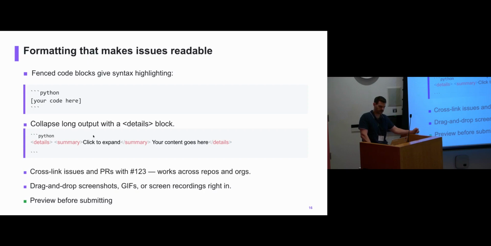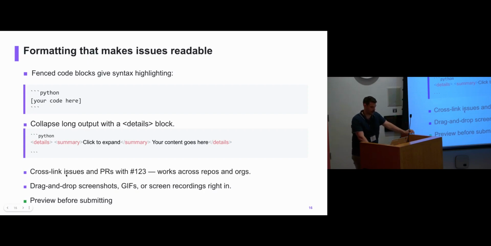Another tip is to collapse long output into a details block. Inside of code, you can do details, and then if you do a summary, that's going to show up as an accordion with a little toggle that you can click to view all of the contents. If you have a traceback that's way long and it's just a wall of text, you can put it inside this details and then it's expandable. So you have it, but it's not a wall of text.